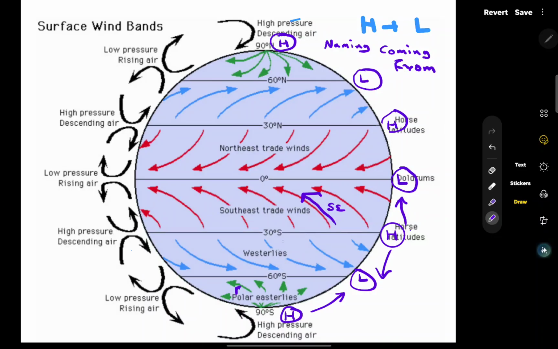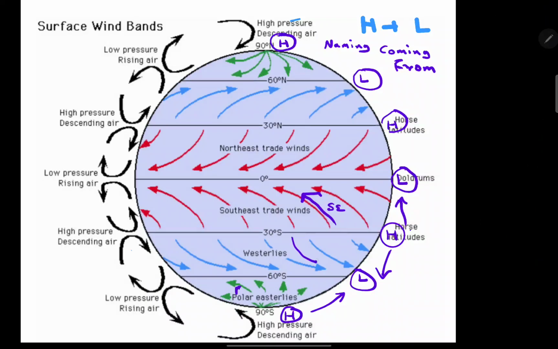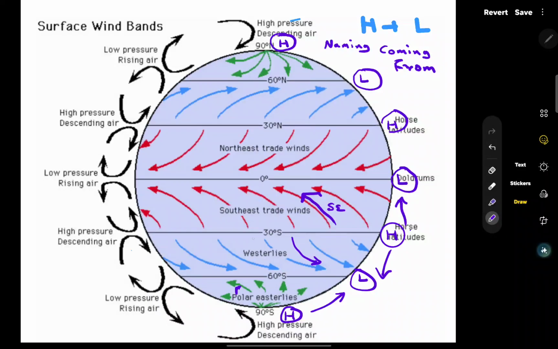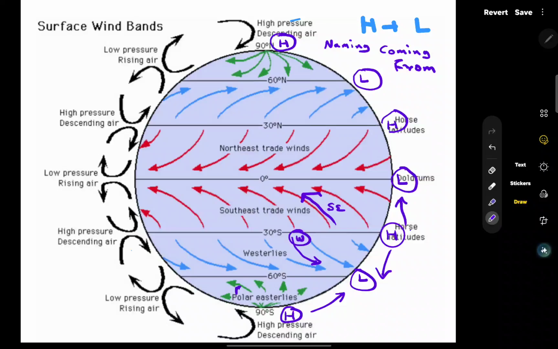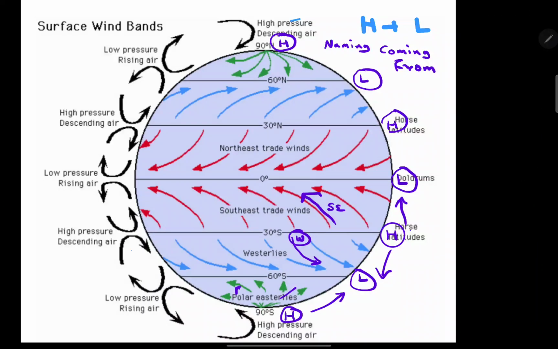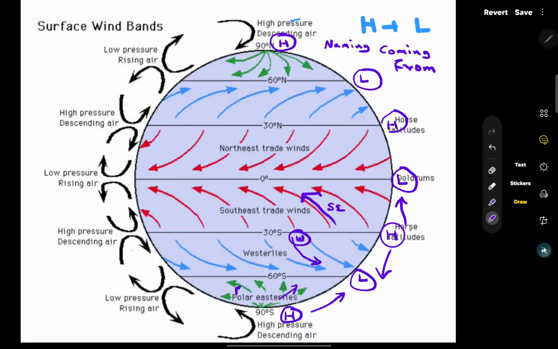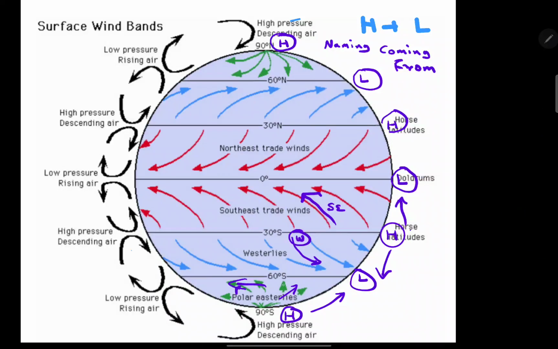Here at 30 degrees south, wind is traveling from 30 degrees south to here. These are coming from the west direction, so these are called westerlies. Same at your poles, winds are coming out of here. So these are called easterlies, easterly winds. Mostly these are like that, so that's why these are called easterlies.